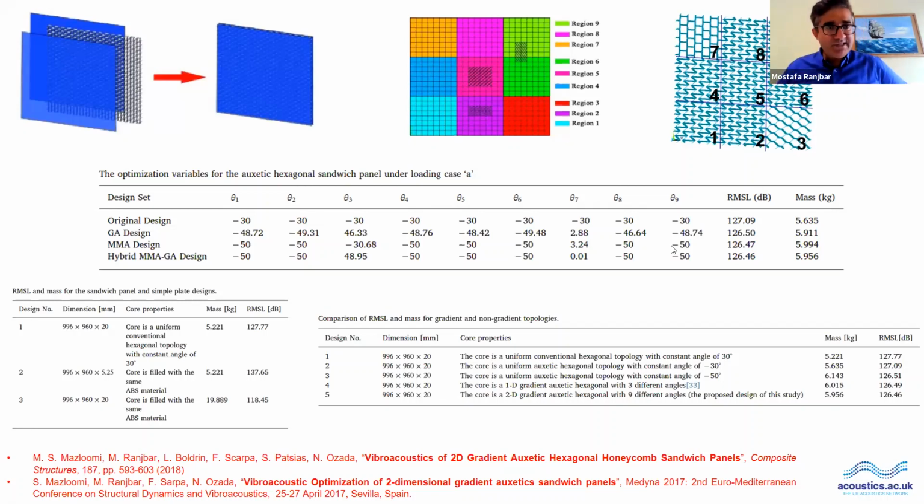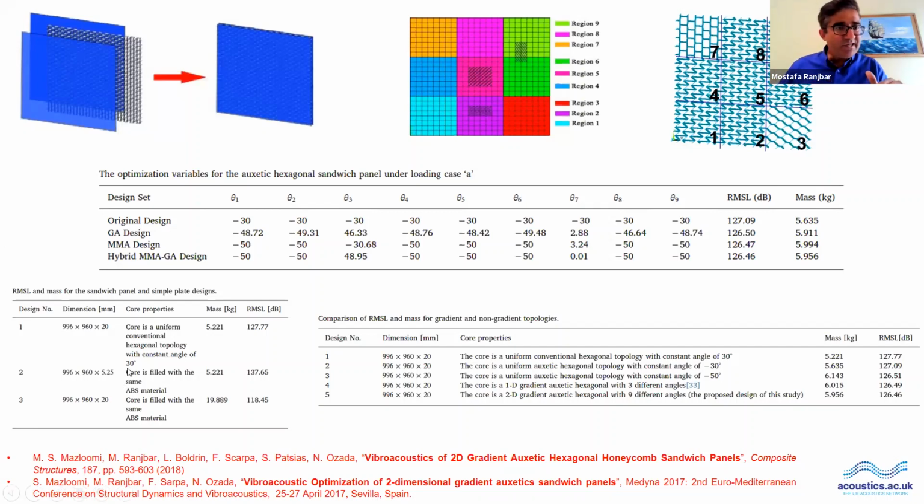And here you can see that if I want to discuss a sandwich panel, if the core is a uniform conventional hexagonal topology with a constant angle of 30 degrees, the mass is given and the radiated level of noise is given around 127. So if we consider the same dimension but with lower thickness, but here the core is filled with the same material, that means the core is not cellular anymore, you see that the level of radiated noise is increasing.